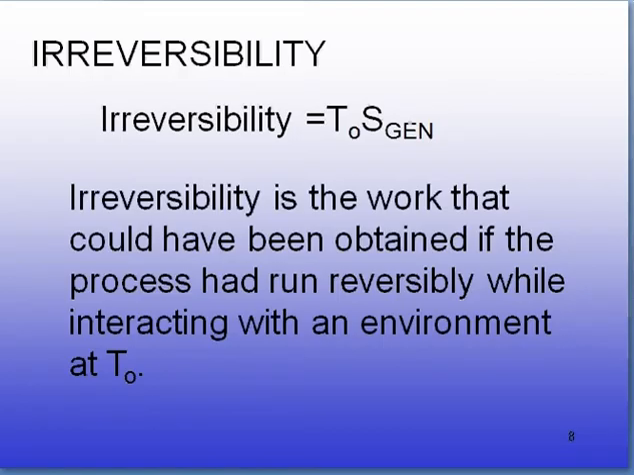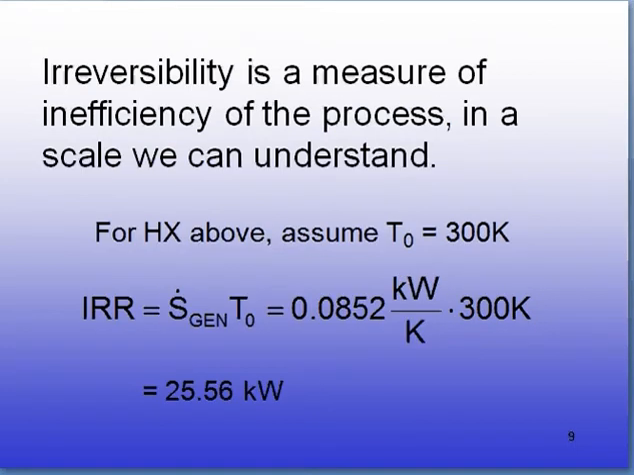So our irreversibility we'll call temperature of the surroundings times S generated. And let's think of irreversibility as the work that could have been obtained if the process had run reversibly while interacting with the environment at T0. So suppose that we could have generated some power rather than wasted that energy due to dissipation, where entropy is created. So irreversibility is a measure of the inefficiency of a process on a scale that we can understand.